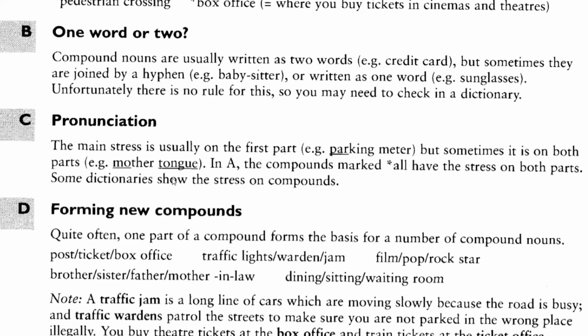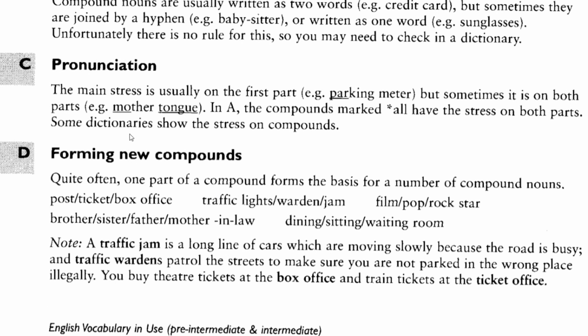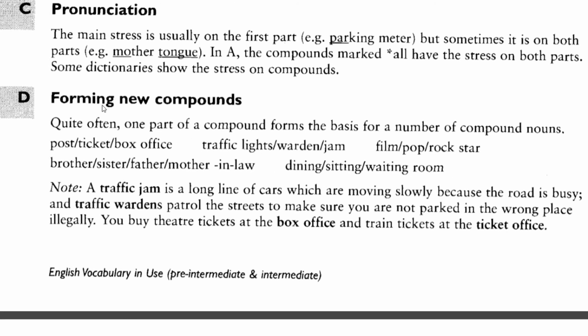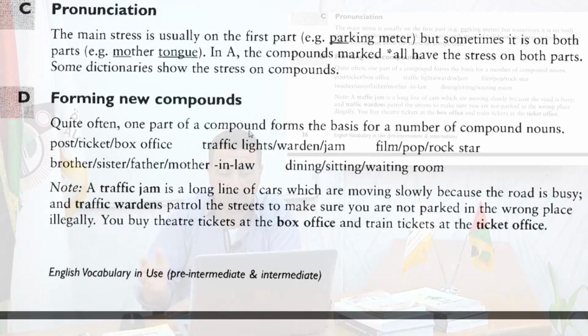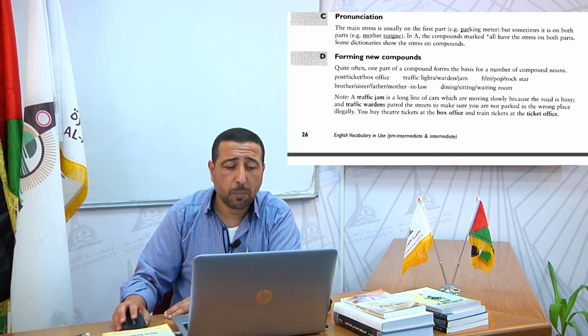Quite often, one part of the compound forms the basis for a number of compound nouns. So we have here, like it says, the modifier can be used with many other heads. So the same word, the first word, can be used with many other heads. Like what? Like post, ticket, box, office. Post office, ticket office, box office.